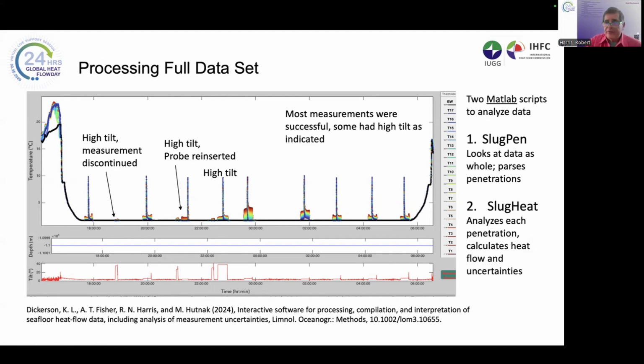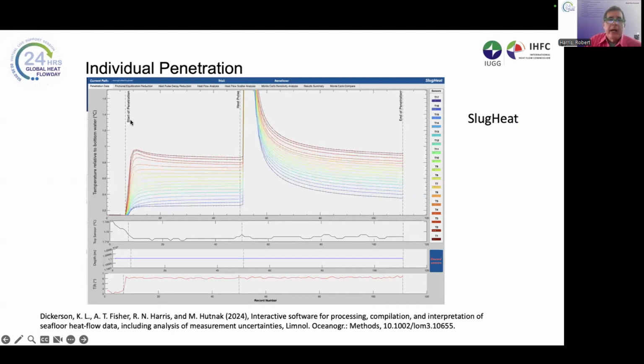Okay, so you see the screen, you make your picks. And then you would get a screen like this. So this is an individual penetration. Again, you can see the insertion of the probe here, the frictional decay, the heat pulse, and the decay from that heat pulse, giving you the thermal conductivity. Here's depth again, and then tilt. And so this had a tilt of about 6 degrees, it looks like.